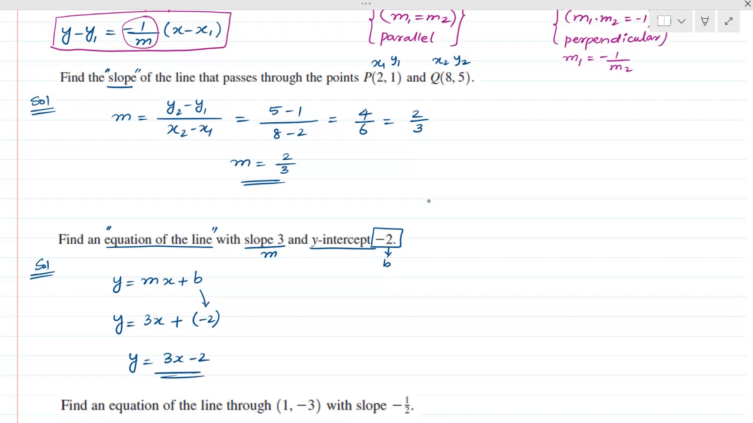If this one, you can stop, or you can bring everything here. So you can rewrite this equation as 3x minus y minus 2 equals 0. Both are correct. So I am bringing the y term to the other side.